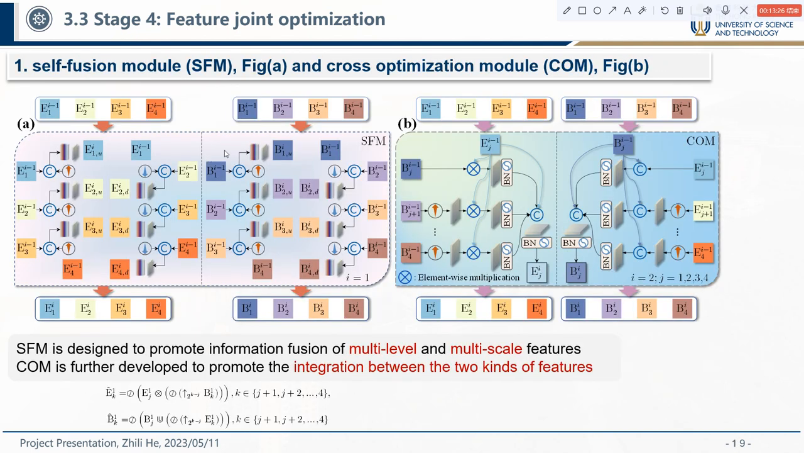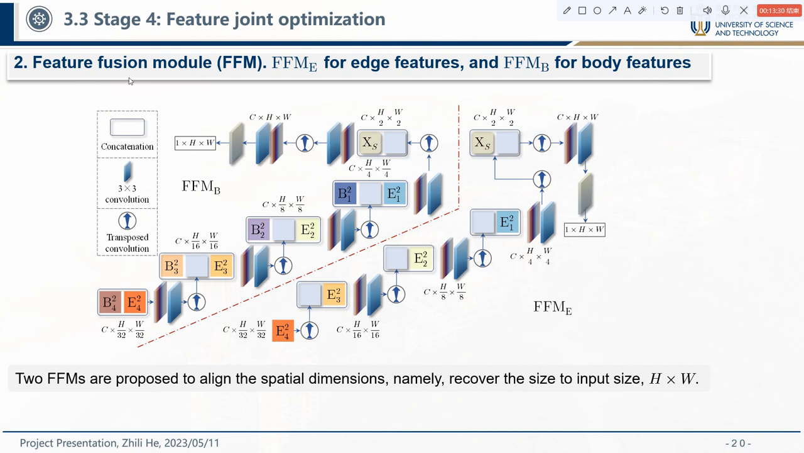After features pass through these 2 modules, they are fed into feature fusion modules, FFM. FFME is for edge features, and FFMB is for body features. They are proposed to align the spatial dimensions, namely recover the size to h times w.